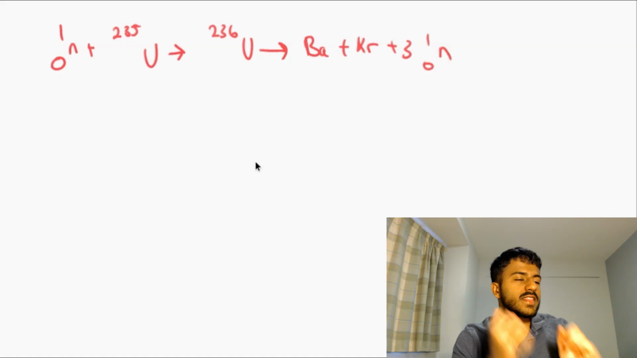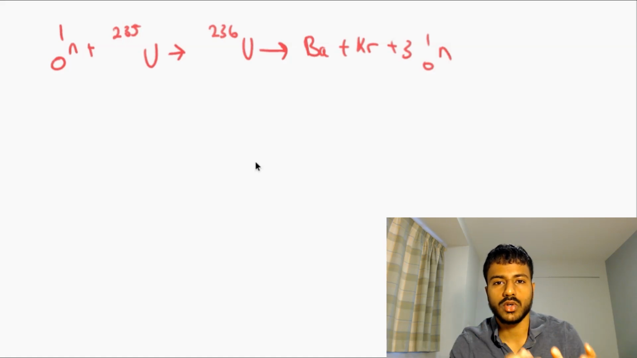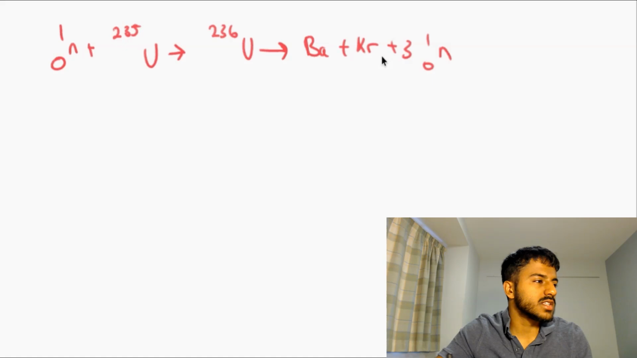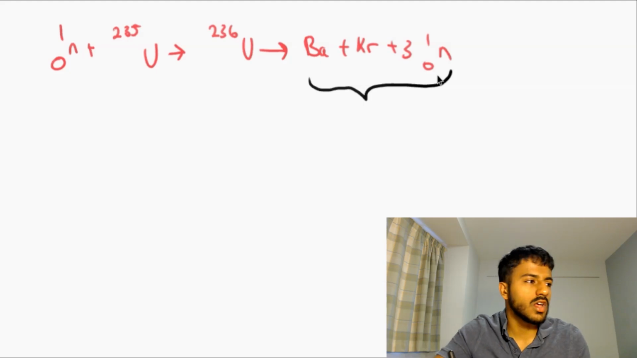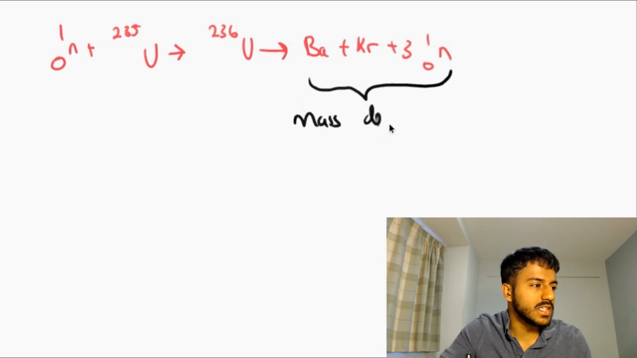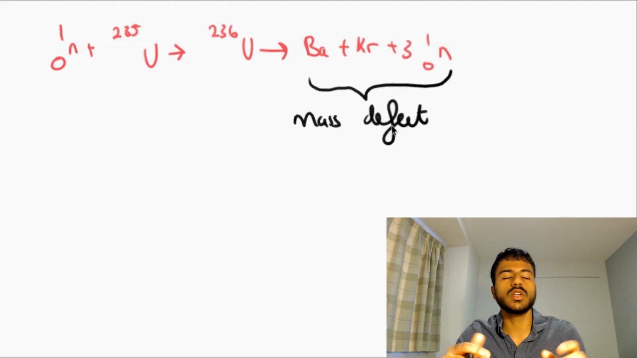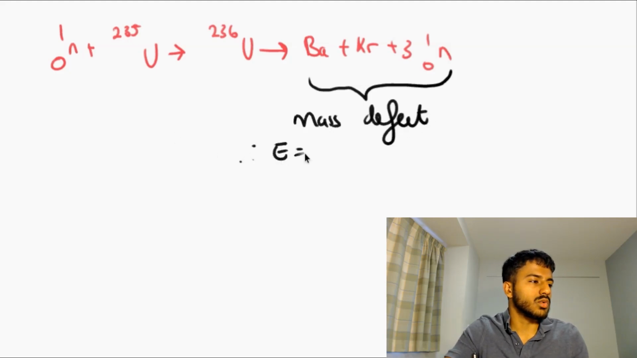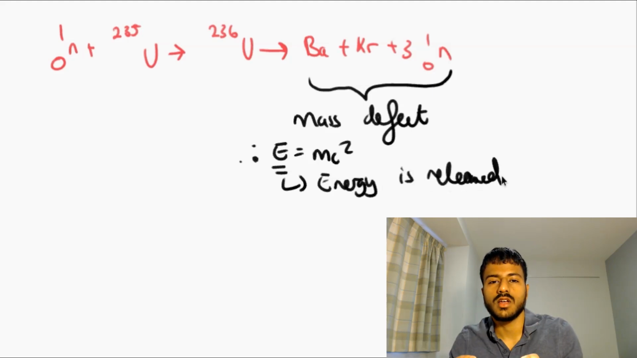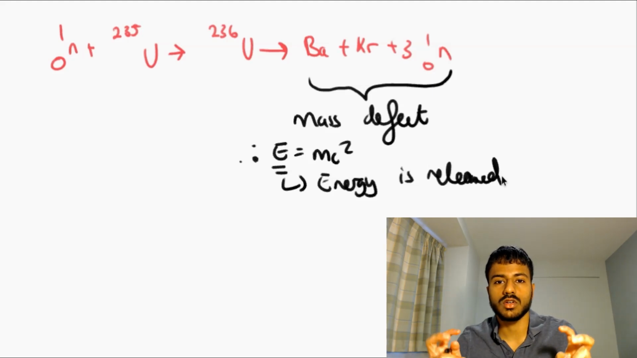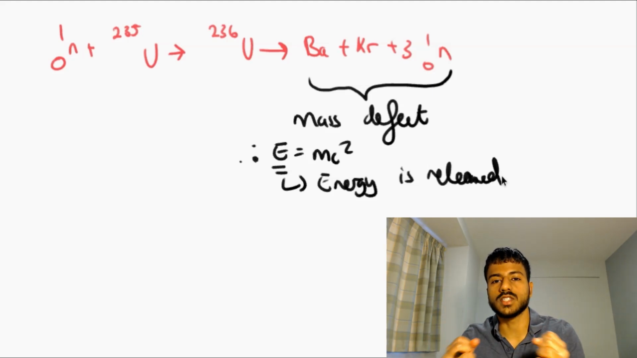Now, the reason why this is the reaction that we induce in a nuclear fission reactor is that the products here have actually got a slightly less mass than the reactants. And as we saw in the last video, this is known as a mass defect. And we know that because E equals mc squared, energy is released. Because some of the mass that was technically lost from the reactants has been converted into energy.